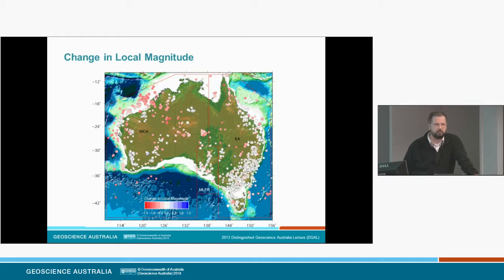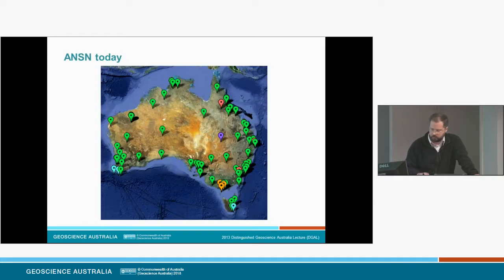Each earthquake here is coloured red if it went down, compared to what it used to be, and blue if it went up. And in Southeast Australia, the corrections are pretty small. But if you go offshore and in remote areas of Central Australia, there are quite large corrections. And the reason for that is this. This is the Australian National Seismic Network as it looks today.